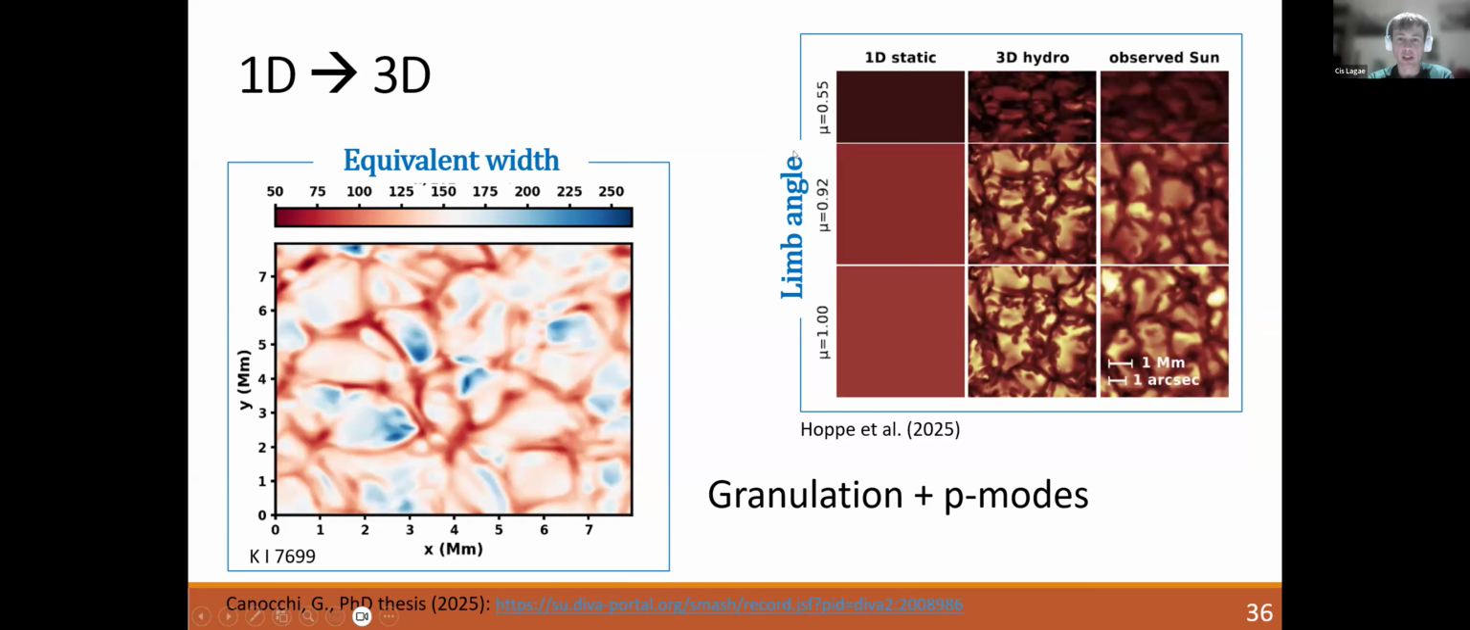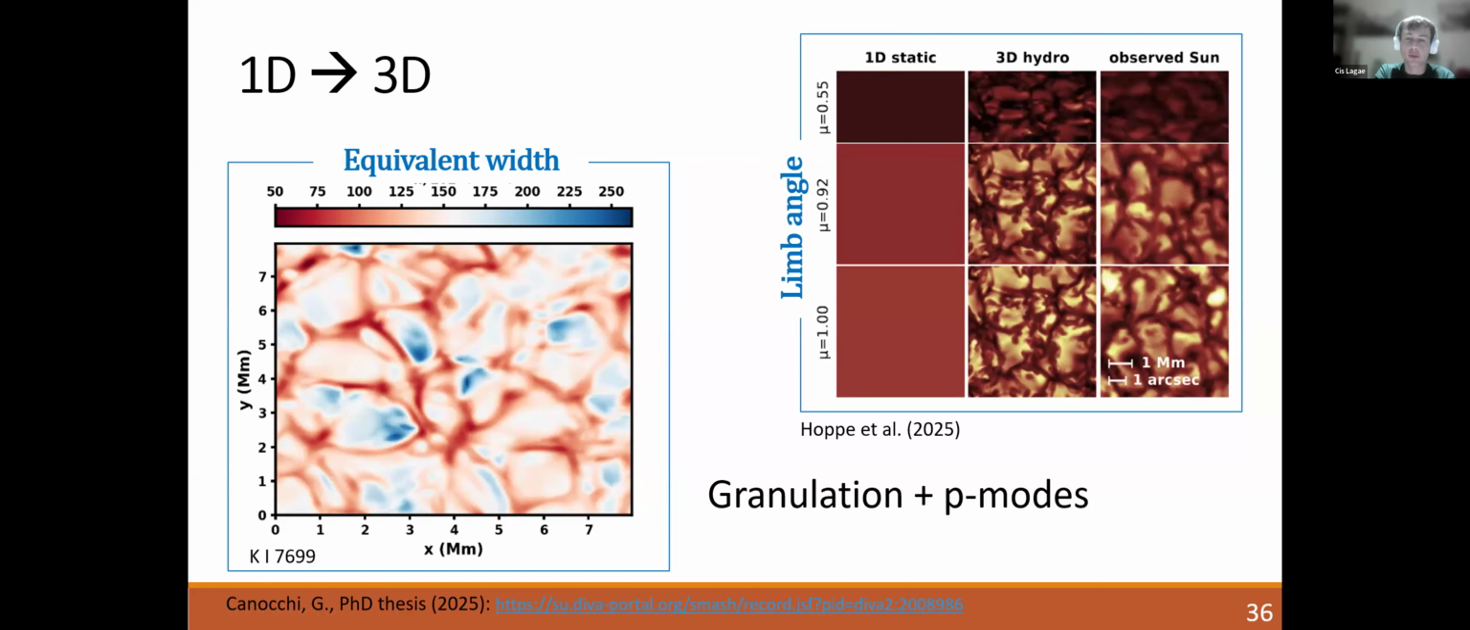So now we have our granulation, we have our p-modes, we have all this information in our 3D models. And this directly impacts the line formation as well. On the left, we have the line strength or equivalent width of the potassium resonance line, and you see how the line varies across the surface. It's purely because of brightness or temperature and velocity fluctuations. It's going from 50 to 250 in equivalent width. So, 3D models, very dynamic.